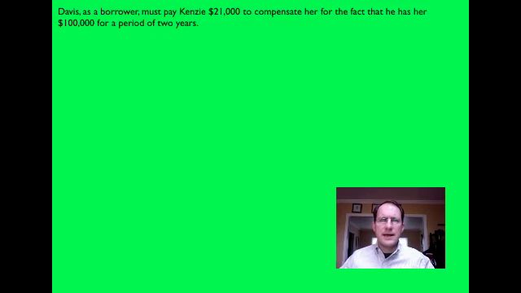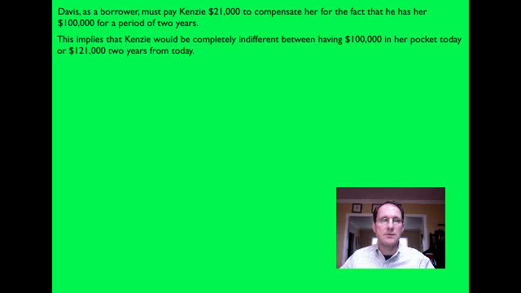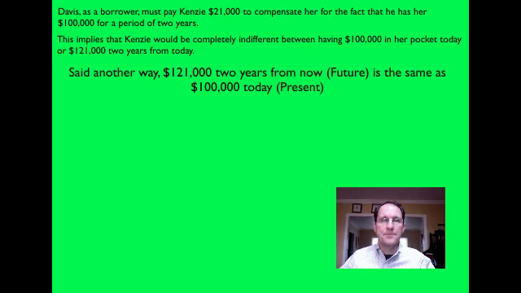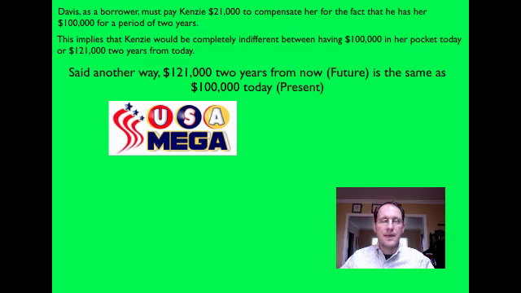So let's summarize. Davis, as the borrower, has to pay Kenzie $21,000 to compensate her for the fact that he has her $100,000 for a period of 2 years, in the second part of that example. This implies that Kenzie would then be completely indifferent between having $100,000 in her pocket today or $121,000 2 years from today. Said another way, $121,000 2 years from now, so in the future, is the same as $100,000 today, or present.